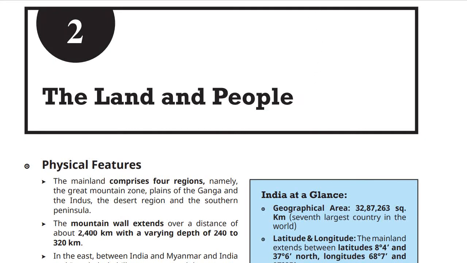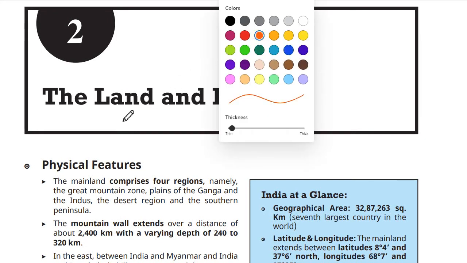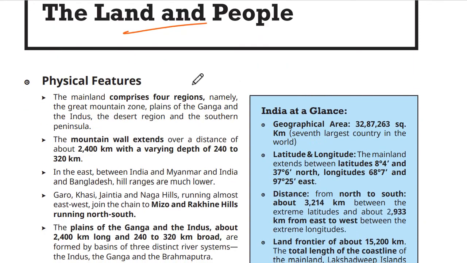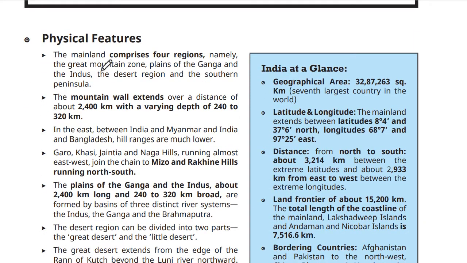Second topic, the land and people. Physical features. The mainland comprises four regions, namely Great Mountain Zone, plains of the Ganga and the Indus, the desert region, and the southern peninsula. Mountain wall extends over a distance of 2400 km with a varying depth of 240 to 320 km.